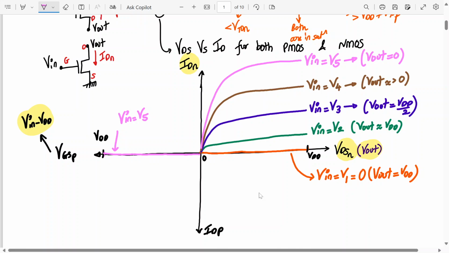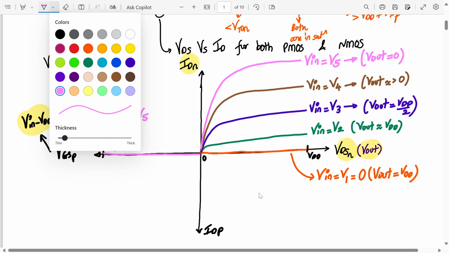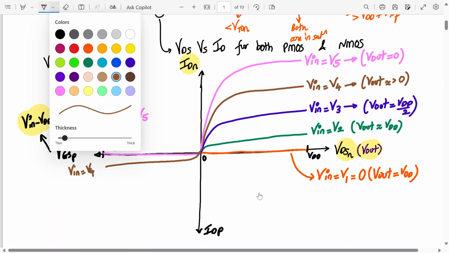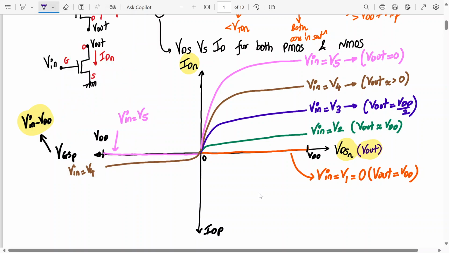So whatever you got at V4, you will get first over here, because it is V in minus VDD. So the next graph will be over here. This is V in equal to V4. I hope you are following.